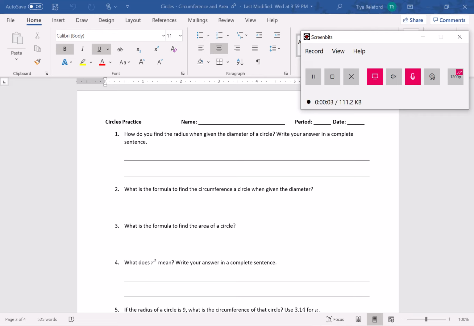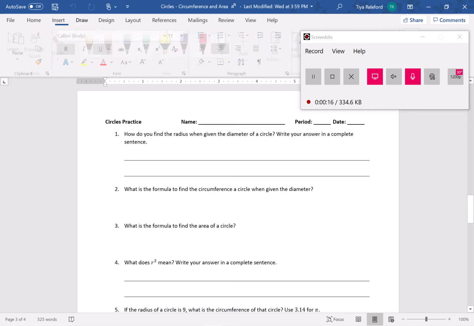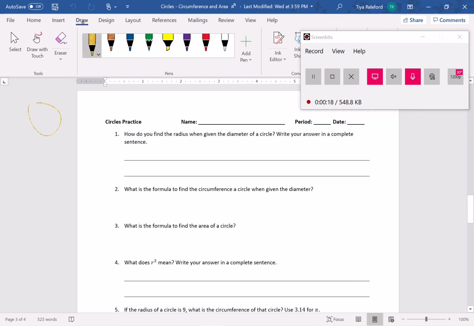Okay, number 1 says, how do you find the radius when given the diameter of a circle? Write your answer in a complete sentence. Remember, radius is half, ooh, that's hard to see. Radius is halfway across. Diameter is all the way across.